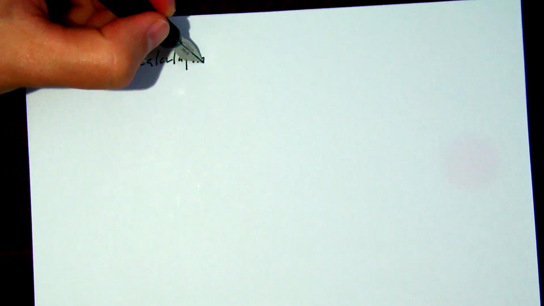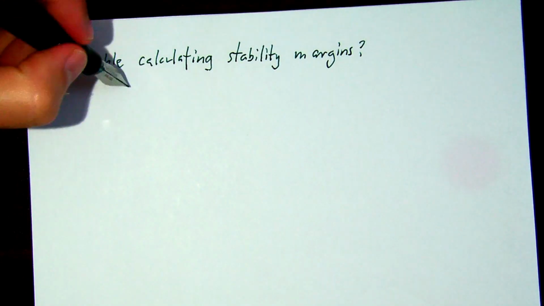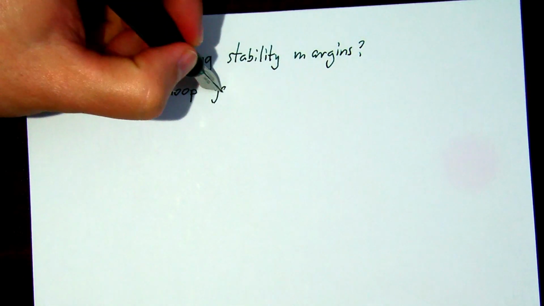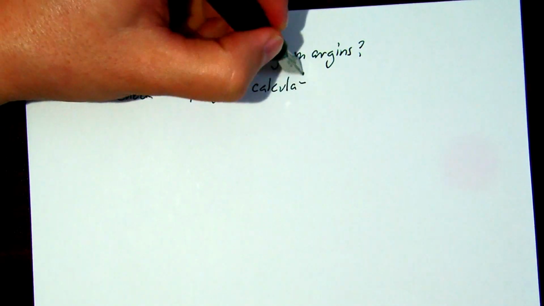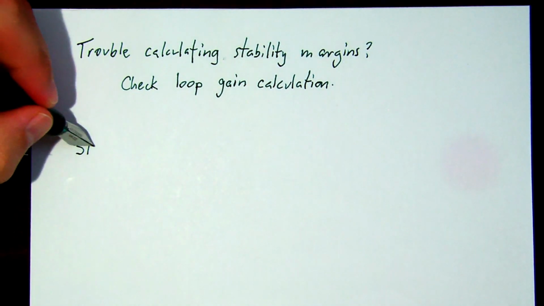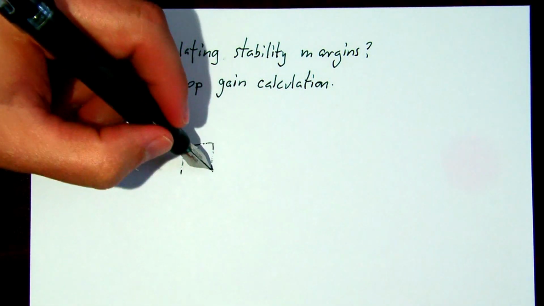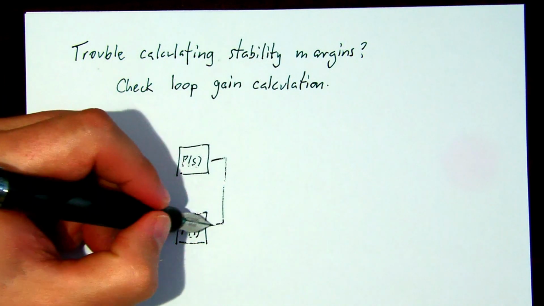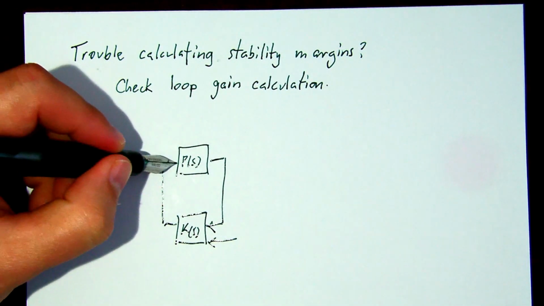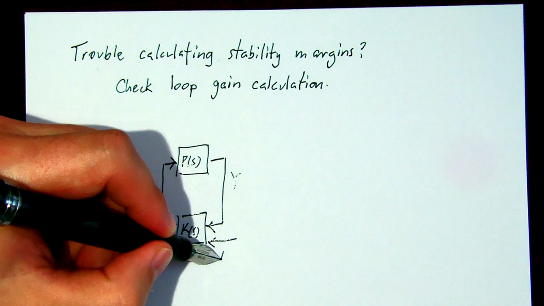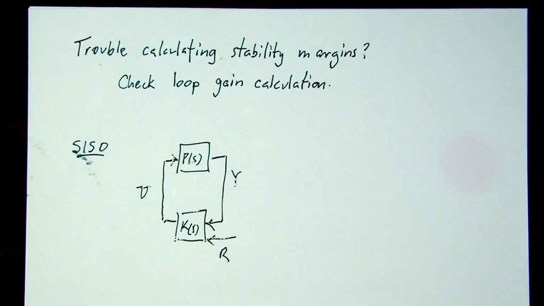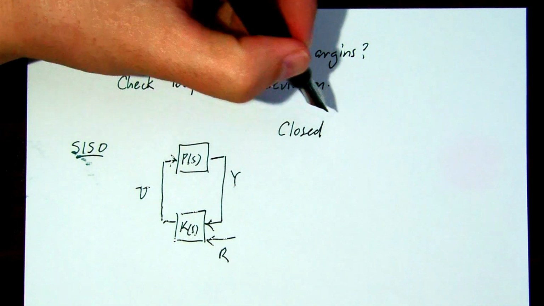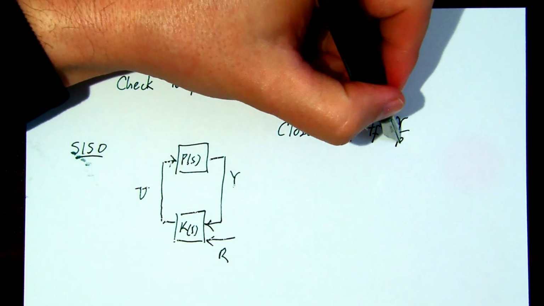I noticed some trouble computing stability margins that stemmed from incorrectly computing the loop gain. So I want to make a video that clarifies how to construct the loop gain so that we do get correct stability margins. Let's consider a single input, single output system: a plant, a controller, plant outputs Y, control command R, and controller outputs U.